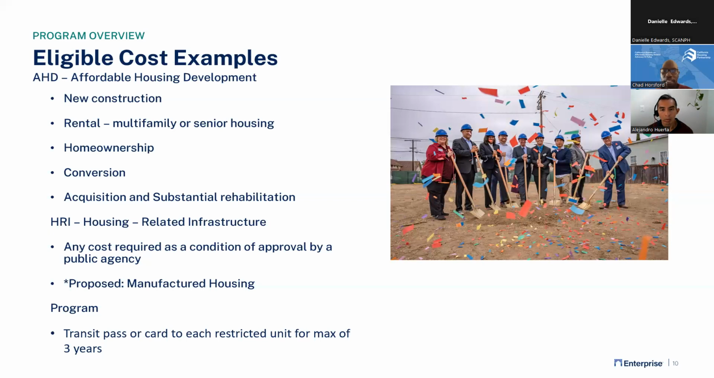Again, the HRI funds, think about infrastructure and conditions of approval. Those are the two things you're going to want to hold on to as you think about eligible uses that you can fund through the HRI portion as opposed to the AHD portion. And lastly, the program funds, you'll have transit passes as an eligible use, as well as the program elements, whether that's anti-displacement or workforce development programming that you'll likely want to support in order to garner points in those categories.